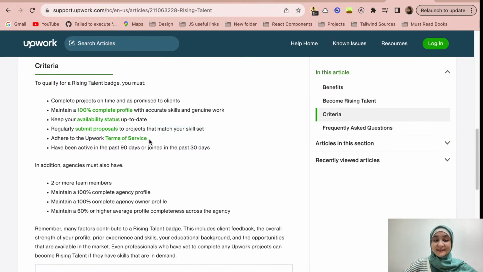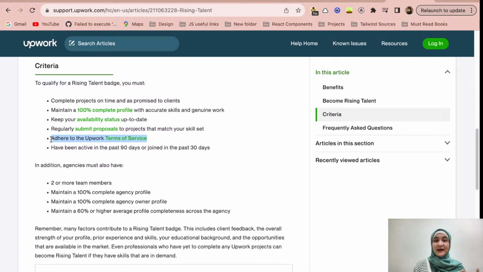And terms of service, this is another point. I would suggest all of you to go through these terms of service. I know that most of us don't ever look at these things. The most common problem you may have is putting a contact link on your account.